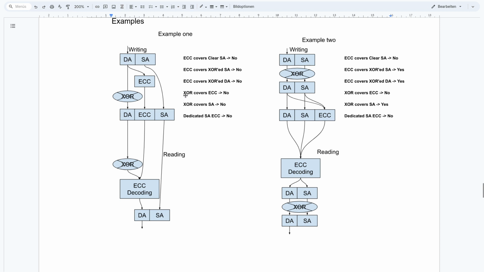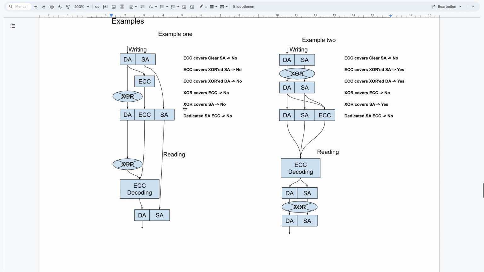Next question, XOR covers ECC. So we have the XOR, and we can see that it only applies to the data area. So only the data area is XORed here. The ECC already has enough entropy, so they decided not to XOR it as well. And therefore we've got a no here.